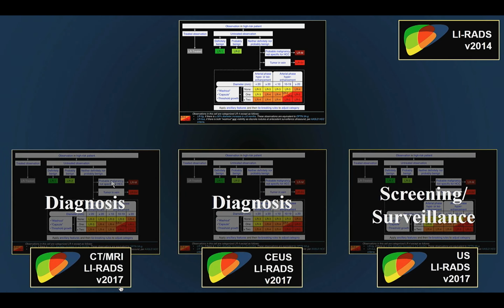So now we have three different types of algorithms, and almost kind of a fourth as well if you include treatment response. The CT-MR LIRADS released in version 2017, contrast-enhanced ultrasound LIRADS, and ultrasound LIRADS. Now mind you, these are diagnostic algorithms here, the CEUS and CT-MRI, in comparison with what is a screening surveillance algorithm, which represents ultrasound LIRADS.